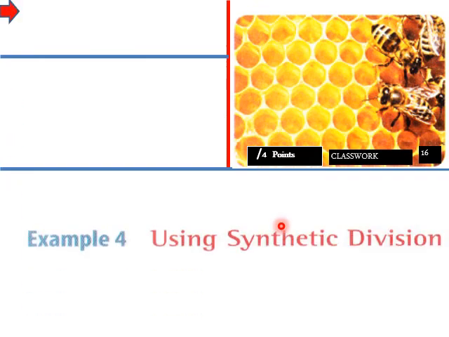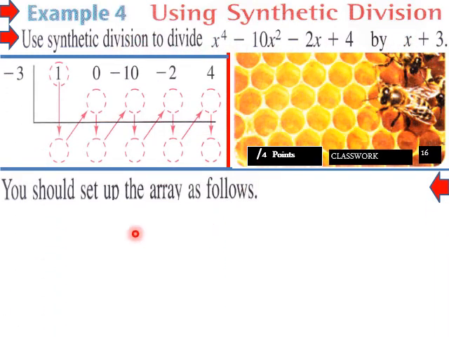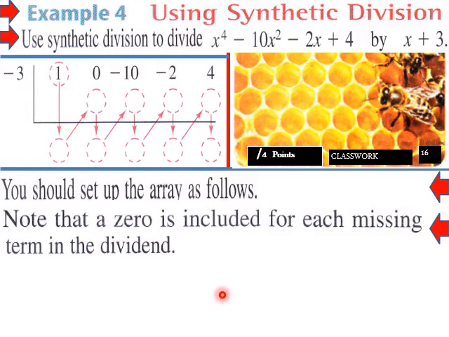So let's get an example of that now. Using synthetic division, use synthetic division to divide this by this. So let's set up an array here. Here's our array. Then we have coefficients. These are coefficients for this polynomial. x to the fourth is 1. We don't have a cube, so it'll just be 0. And then negative 10x squared, and then negative 2x, and then plus 4. Here's our constant. And then here's our pattern here of coming up with our new quotient. We note that the 0 is there. So we drop down our 1. That's our first step.